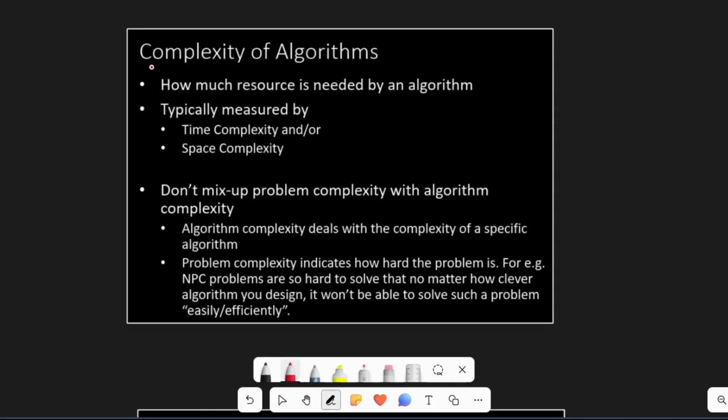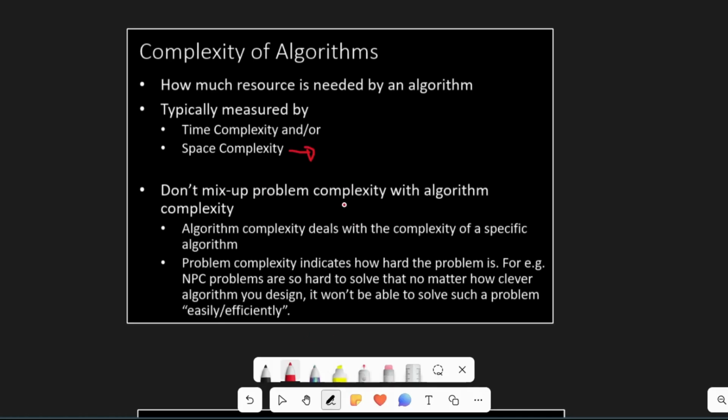Now we discuss in this lecture complexity of algorithm. How much resource is needed by an algorithm, typically measured by time complexity and space complexity. Basically we talk about the time complexity because space means memory, and memory is getting cheaper day by day, so this is considerable. So we just talk about time complexity in this lecture, and in the next lecture we deep dive into time complexity.